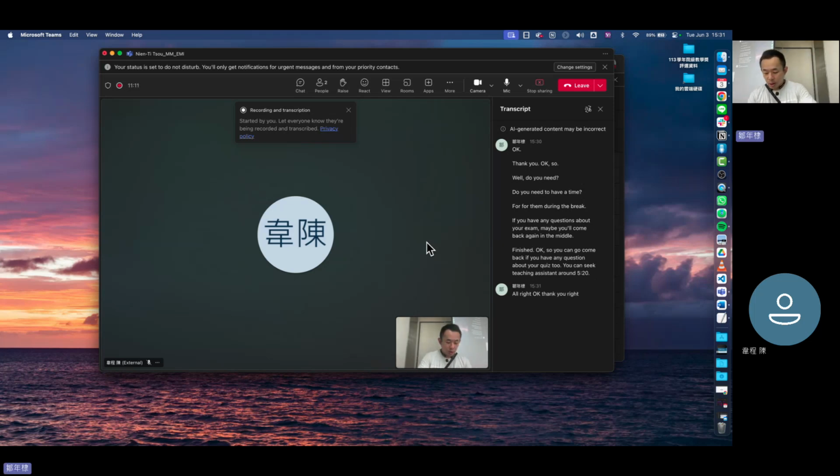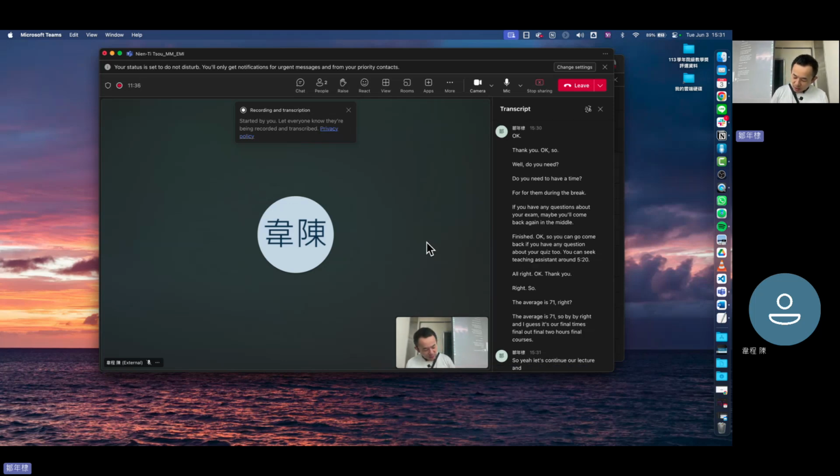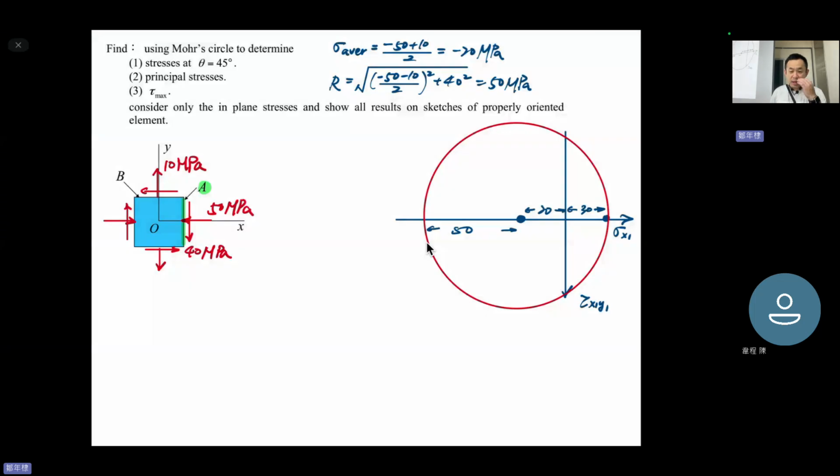Right. So the average is 71, right? The average is 71. So quite all right. And I guess it's our final hour, final 2 hours, final courses. So yeah, let's continue our lecture and let's finish today. Because I want to finish it today, I still have about 20 pages. So I need to be quick.